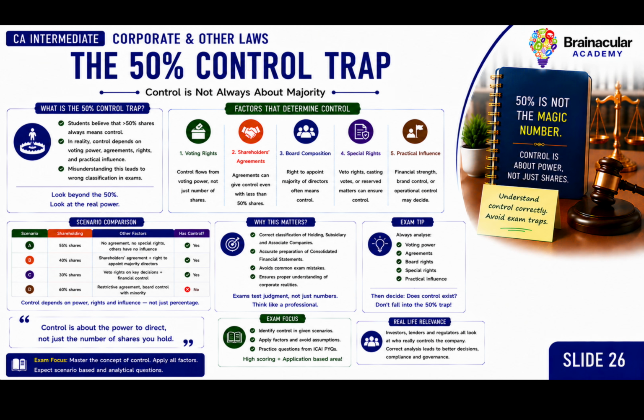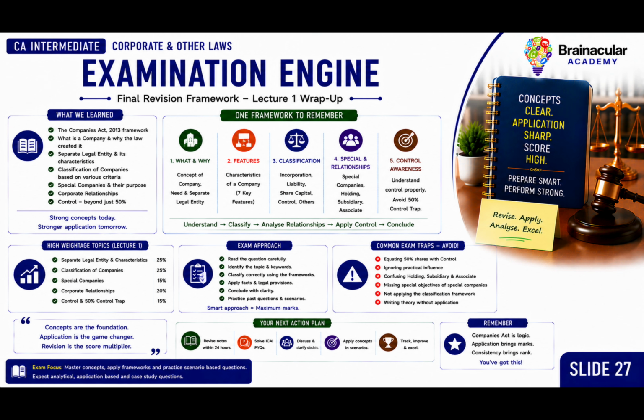Okay, never check just one condition, all three must be evaluated. So 50% equity alone plus no board of control is associate because it has significant influence, but it isn't a subsidiary. Now 50% equity plus board of control becomes subsidiary under condition 1. Okay.